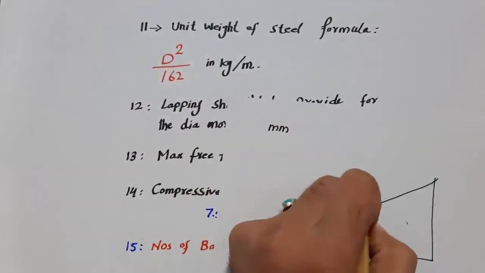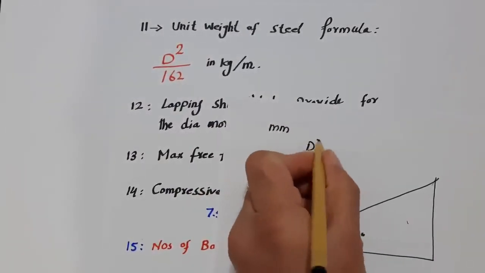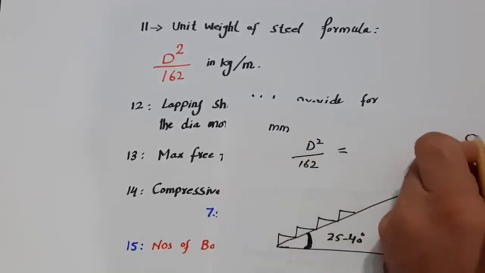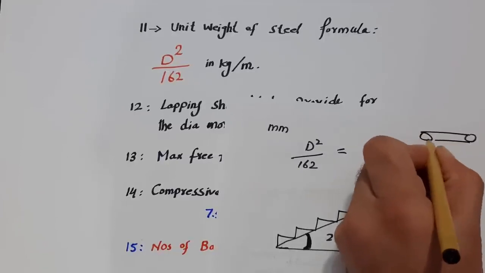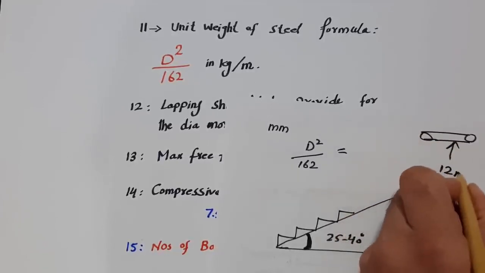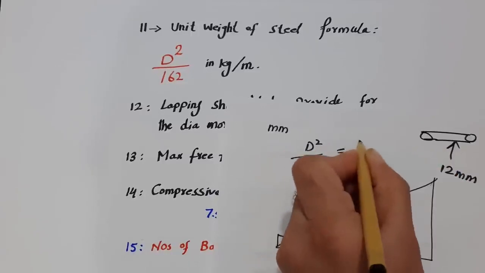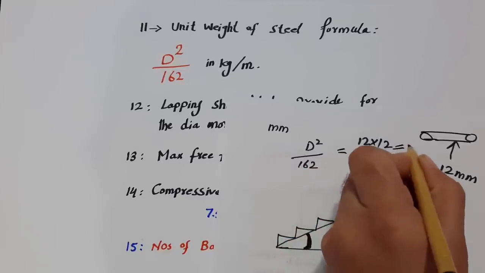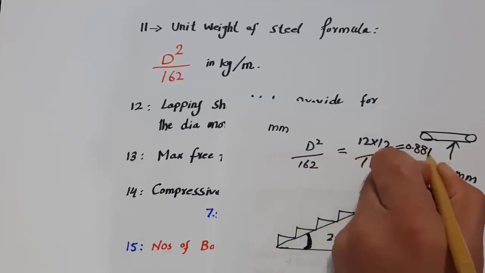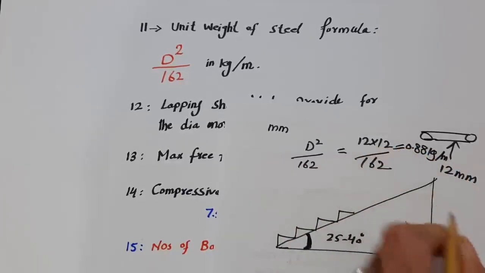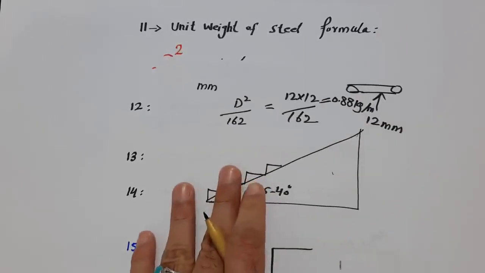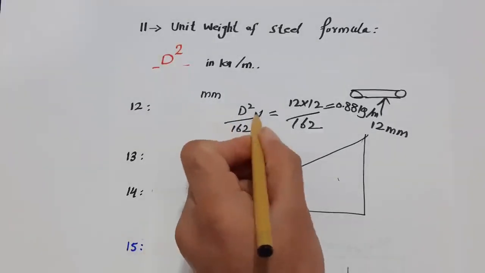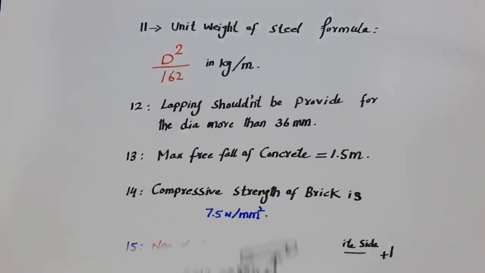For example, I am using the formula D square divided by 162. For example, I am using a steel rod whose dia is 12 millimeter. So the formula will be 12 multiply 12 divided by 162. So it will become 0.88 kg per meter. This is the weight of steel for 12 millimeter dia of steel rod. With the running length you can also multiply, right?